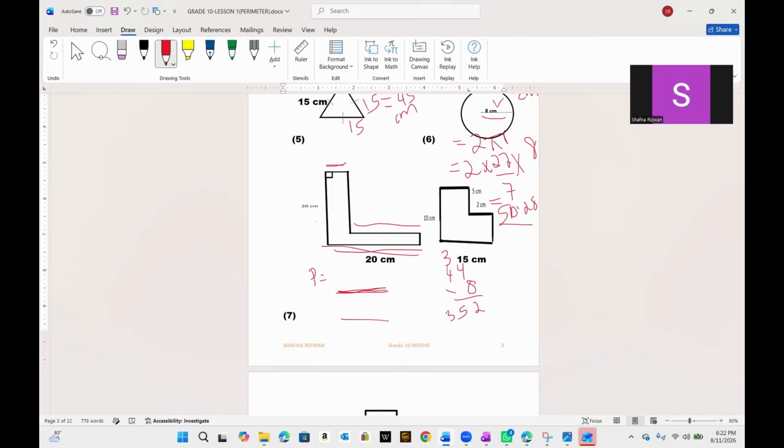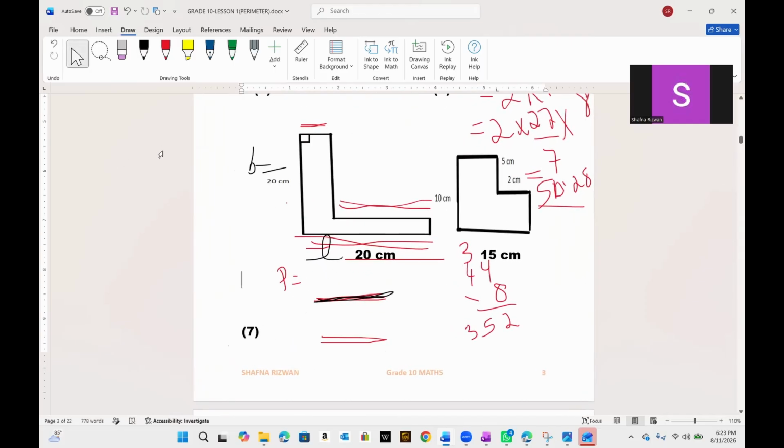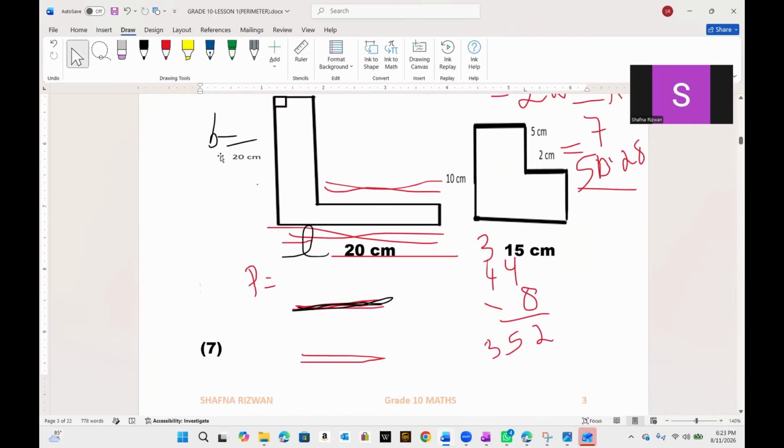What is happening? This one is similar to this bottom one. This bottom one is equal to this top part. Can you see that? Both are the same. And see here, 20 centimeter is your length. Breadth is also how much? It is also 20 centimeter only. Wait a minute. See, your breadth is also how much here? 20 centimeter. Then what can you all understand?